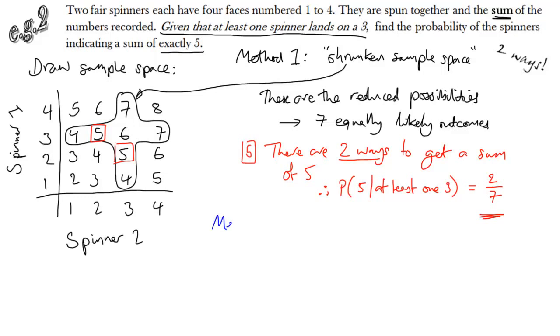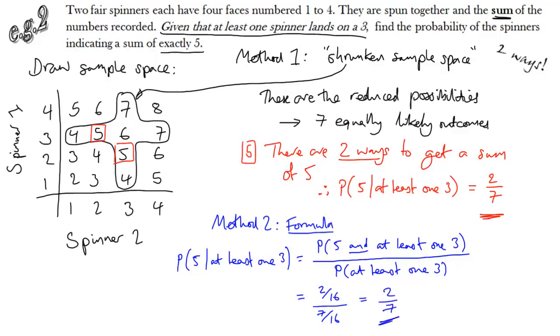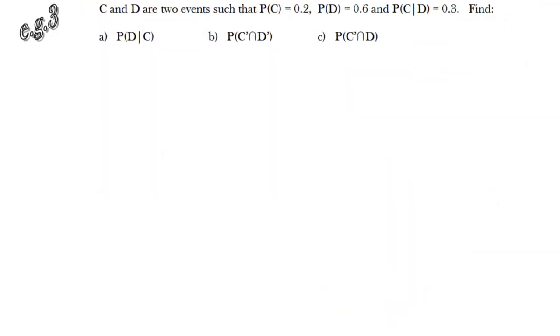Now the other method is to use the formula that we've just looked at, okay, for conditional probability. And that tells me that the probability of getting a sum of 5, given that at least 1 3 has occurred, is the probability of getting a 5 and at least 1 3, that's the intersection, divided by the probability of getting at least 1 3. And it's easy to see that the probability of getting a 5 and at least 1 3, well, that's those 2 that are in a box, so 2 out of 16. And the probability of getting at least 1 3, well, there's 7 ways to do that, so 7 out of 16, and that simplifies to 2 7ths, just like before.